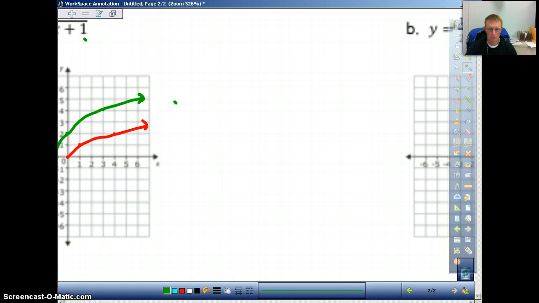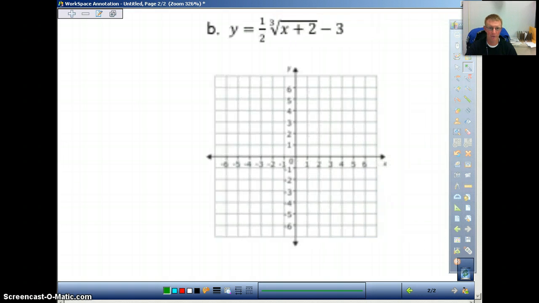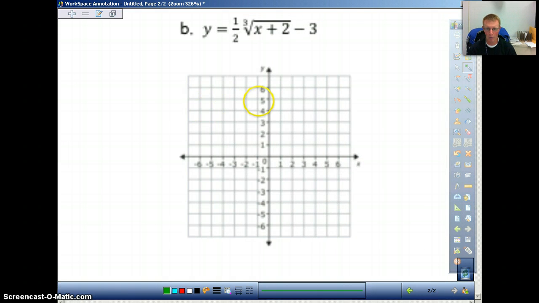Okay, a little bit more difficult here. Again, what I want to do is let's start with our parent graph. So the parent graph is just going to be our normal third root of x.